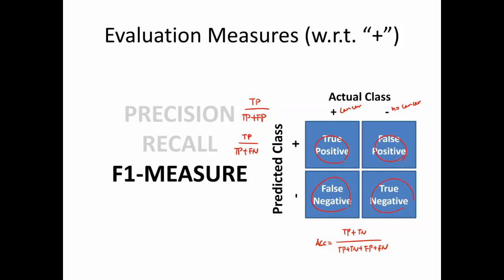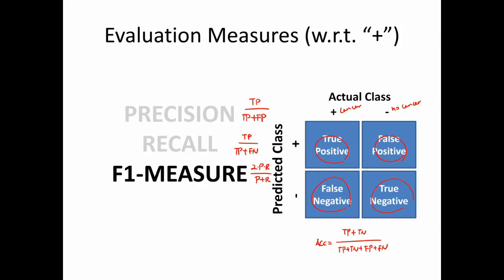An F1 measure is the harmonic mean of precision and recall. And since the harmonic mean is always smaller than the arithmetic mean, you can say that this is a more conservative measure. And the equation for that is 2 times precision times recall over precision plus recall.